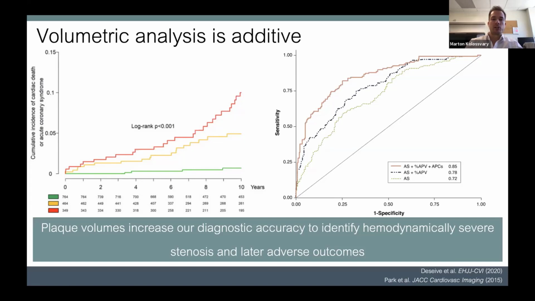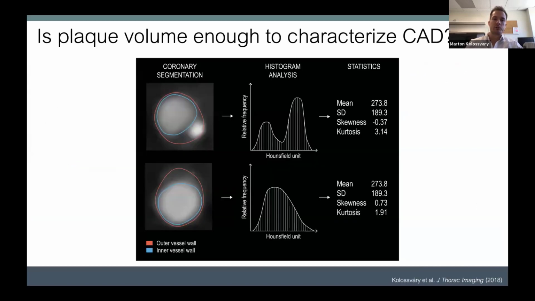However, we're still looking at only plaque volumes, and is it enough? Professor Budoff will talk more about current studies that are implementing these plaque volume measures. But I would like to also move on to a different territory, which basically asks the question, is plaque volume enough to describe coronary artery disease?